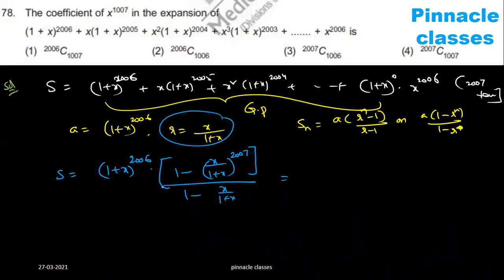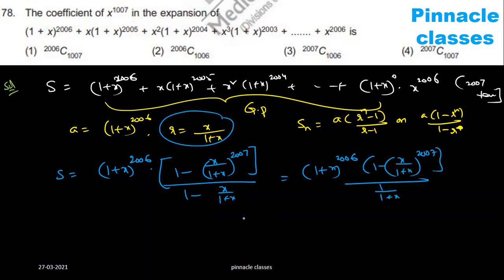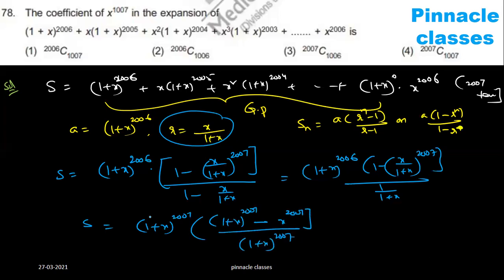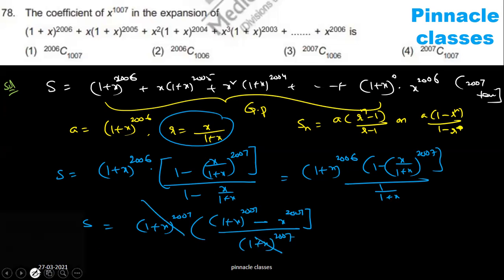If you simplify, what does the LCM come to here? In 1 plus x, the x is cancelled, so 1 by 1 plus x. So simplify, how much is coming? S is equal to (1 plus x) whole power 2007. What is remaining here? Anyone? Take the LCM. (1 plus x) whole power 2007 minus x power 2007, whole divided by x. Both are cancelled. That is the answer.